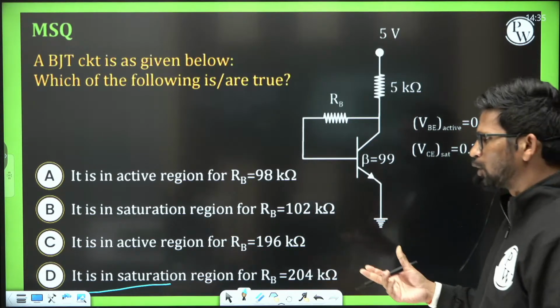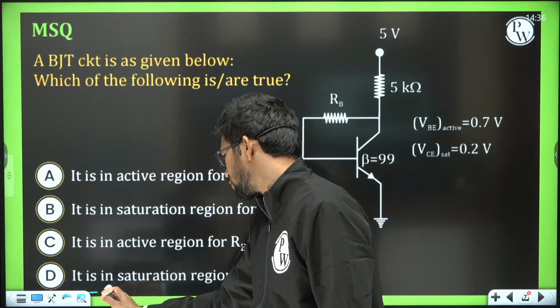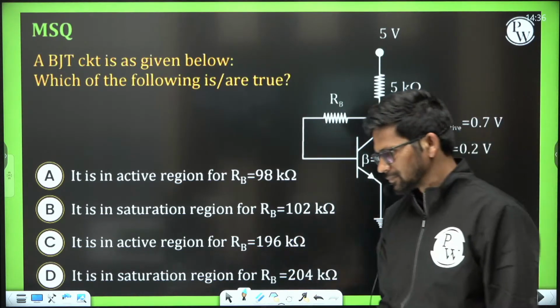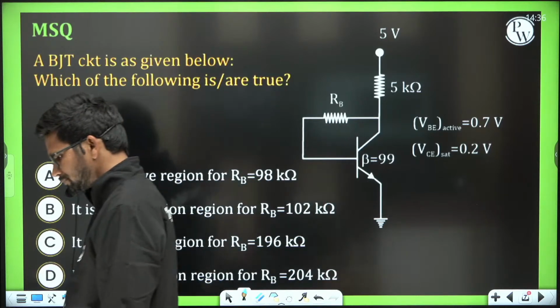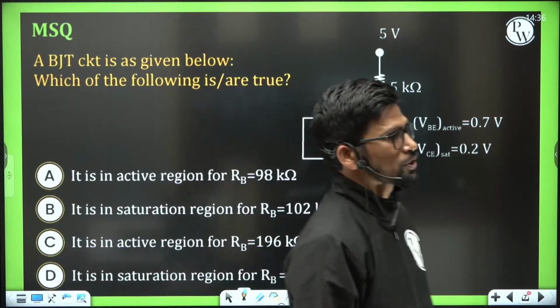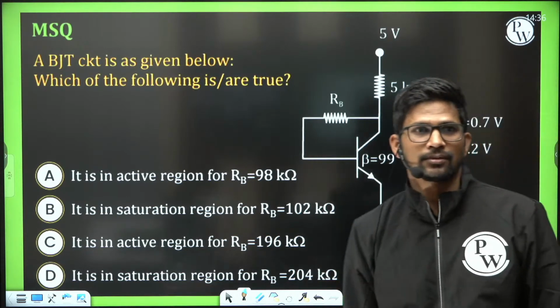So try to follow the learnings of this session. One op-amp question is also coming in the next 2-3 slides. Try to find out the answer of this question. Very beautifully framed question, and this is an MSQ question. So more than one option can be correct.